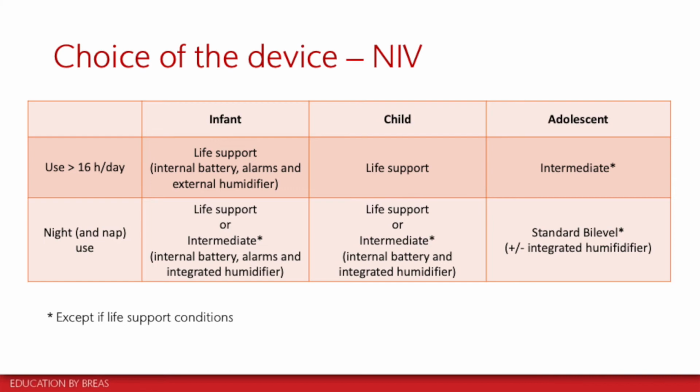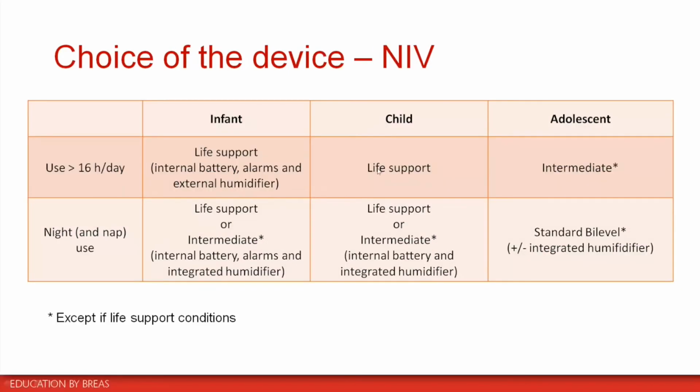And you won't have the choice but life support if the infant is ventilated because of life support conditions. So if it's because of Ondine's curse or other disease like this, you will put a life support device anyway. Otherwise, you have to be sure that the patient is correctly detected by the device to propose an intermediate device for NIV. Concerning the child, if the use is more than 16 hours, we'll go for life support.